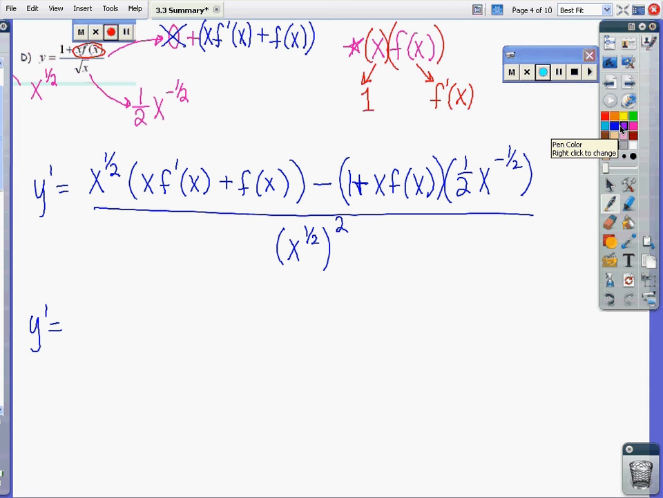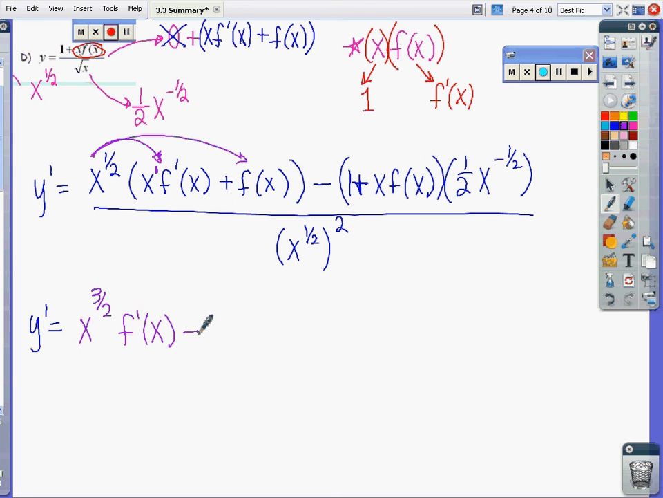I will multiply out the numerator. So if I multiply x times this term, that's x to the 1, so we're going to add the powers, 1 half plus 1. That would be x to the 3 halves, f prime of x, plus x f of x.